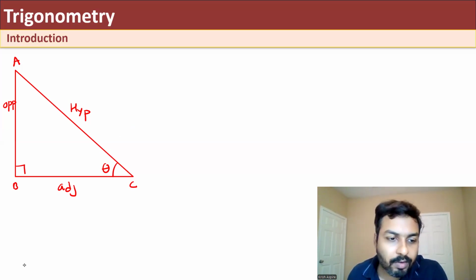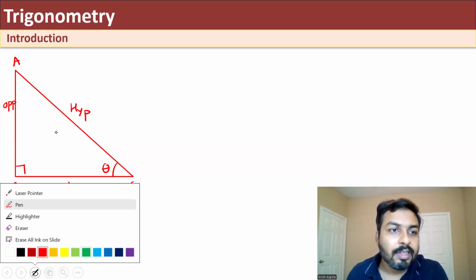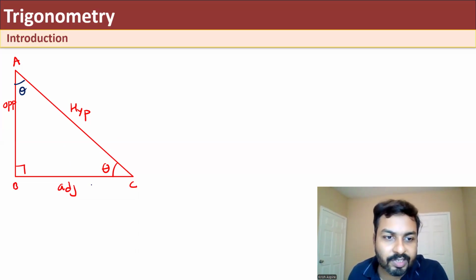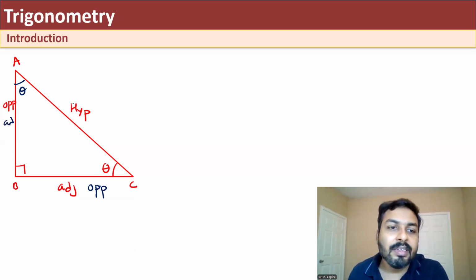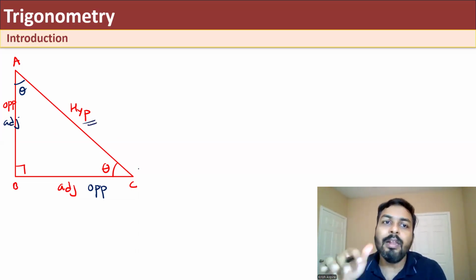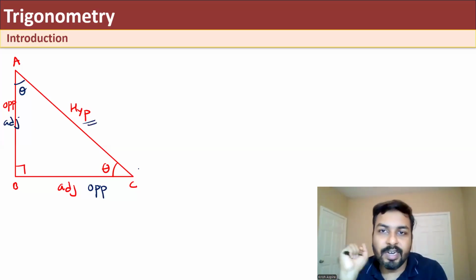Now, let's say if I take this angle, if I consider angle A. If I consider this angle, then the side opposite to this angle, which is BC, will be the opposite side. The side adjacent to this angle will be the adjacent side. And the hypotenuse will be the same side. The longest side will always be the hypotenuse. So depending on the angle, the opposite side and the adjacent side will change.